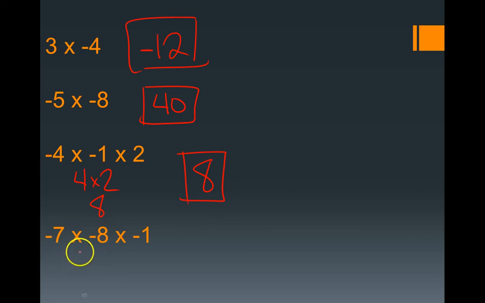7 times 8 is 56. Times 1, that's still 56. And I count the number of negative signs. 1, 2, 3. 3 is an odd number, so my answer is negative.